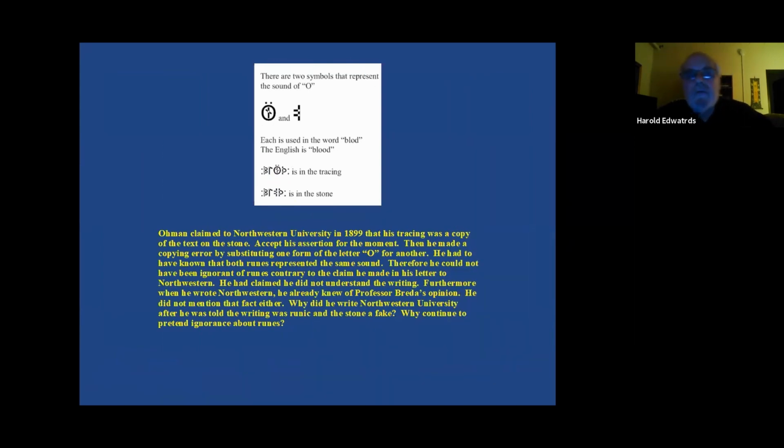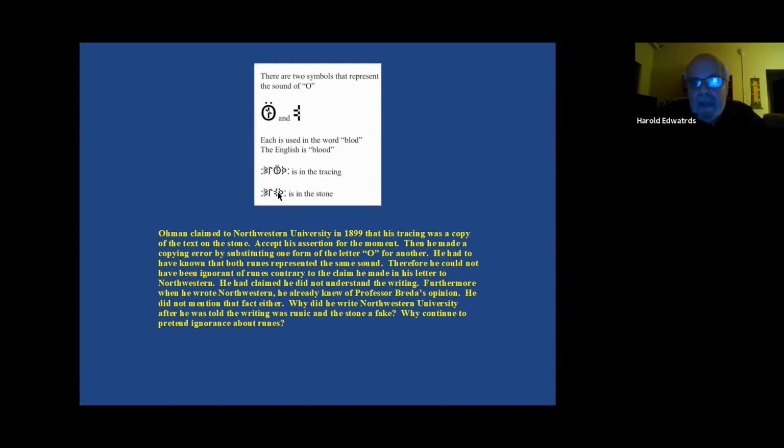There are two runes used on the Kensington Stone for the sound O. One is this umlauted O with a runic N in the center, and the other is a runic O. The word on the tracing for blood uses the umlauted O with the runic N in the interior. The word on the stone uses the rune for the letter O.